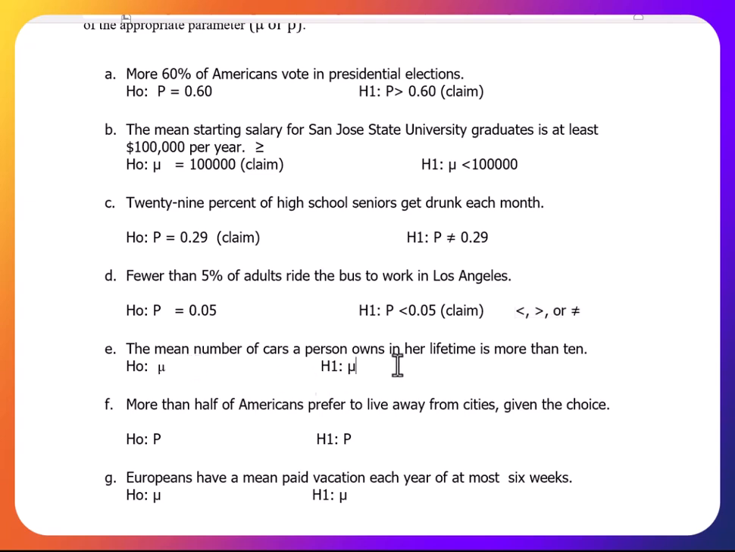So more than 10, guys, will be greater than right here, and that's the claim, and that will be equal. More than half of Americans means more than 50%. So that's a percent. So this more than 50%, 0.50. That's the claim. And then P here will be what? Equals 0.50. So it's very easy to state the null. It's always the equal.